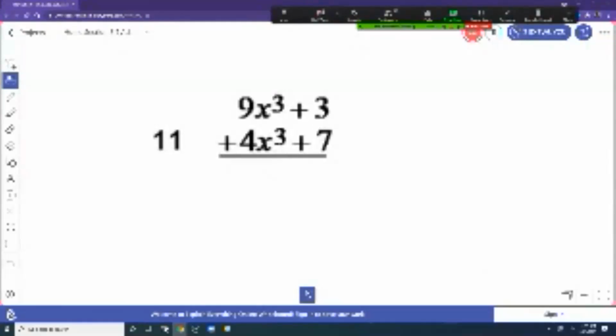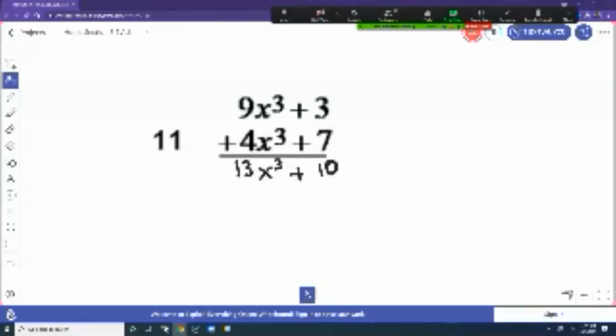Everybody make sure you're writing it on the group chat. 9 plus 4 is 13, right? So it's 13x cubed, and 3 plus 7 is what? 10. That's it. So for number 11, we're adding 9x cubed plus 3 plus 4x cubed plus 7.